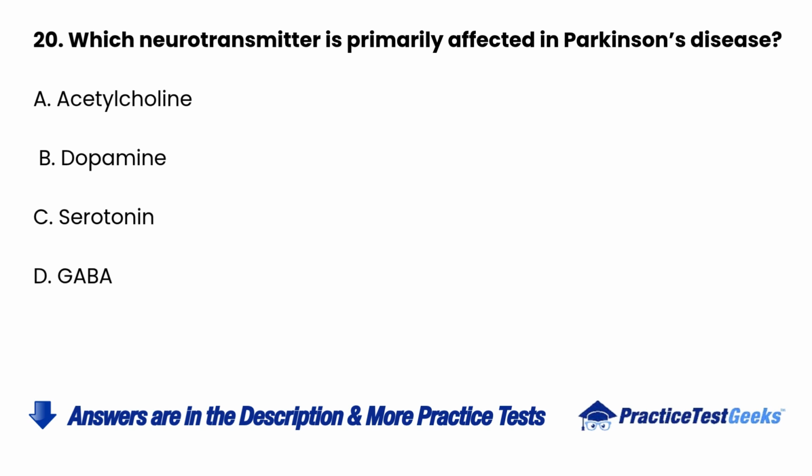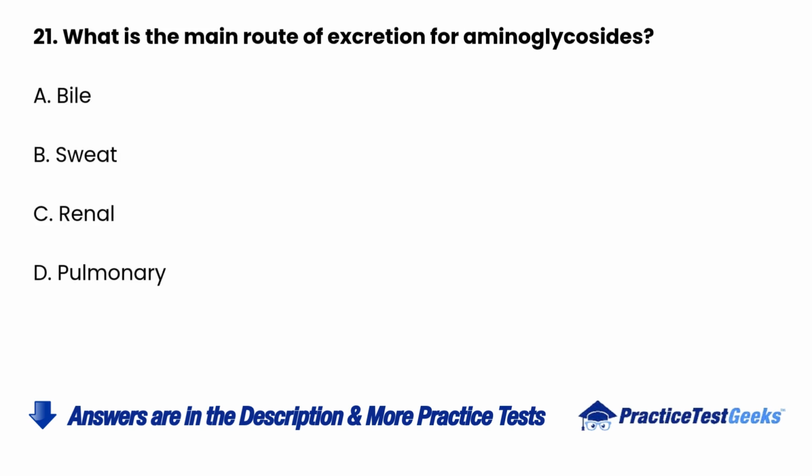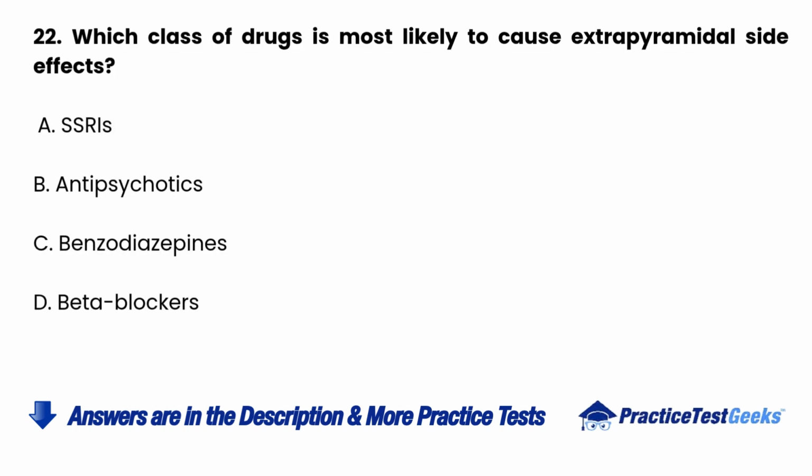A. Acetylcholine. B. Dopamine. C. Serotonin. D. GABA. 21. What is the main route of excretion for aminoglycosides? A. Bile. B. Sweat. C. Renal. D. Pulmonary. 22. Which class of drugs is most likely to cause extrapyramidal side effects?